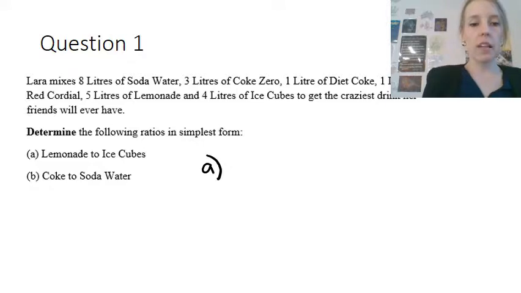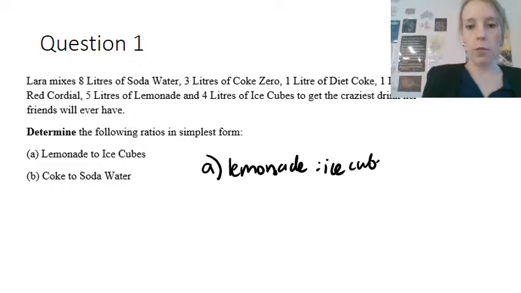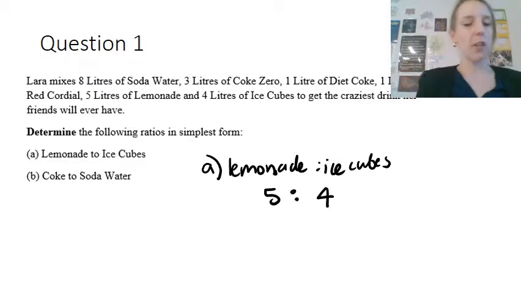So the first one, lemonade to ice cubes. I'll just write that in ratio form. So we've got lemonade to ice cubes. If we read our question, we can find out how much lemonade we have. She had 5 litres of lemonade and 4 litres of ice cubes. So our ratio there is 5 to 4, and we can't simplify that, so we'd leave it as is.